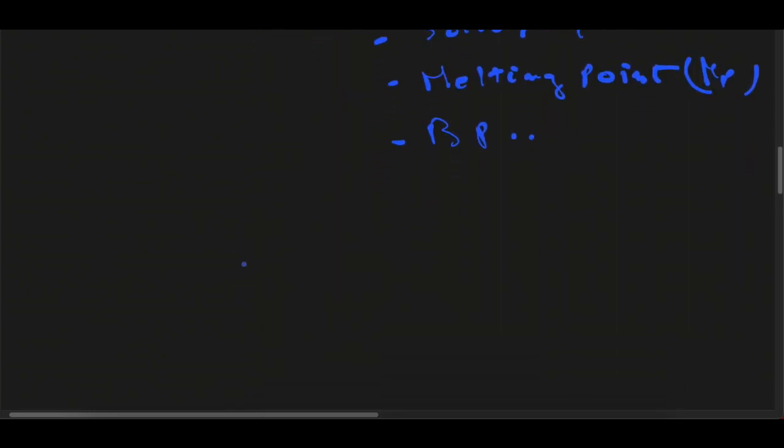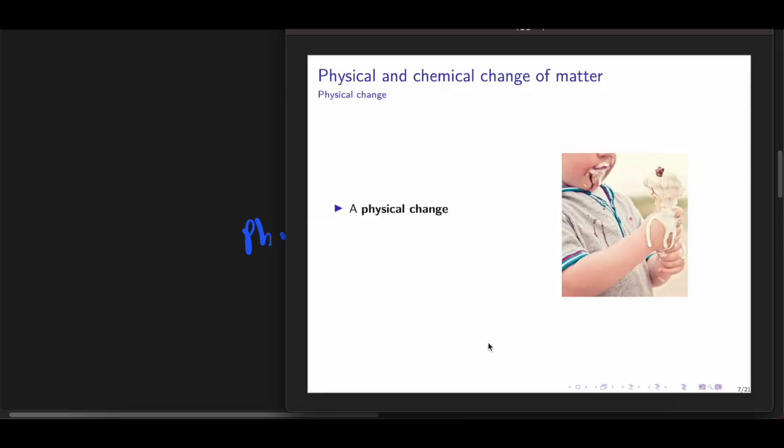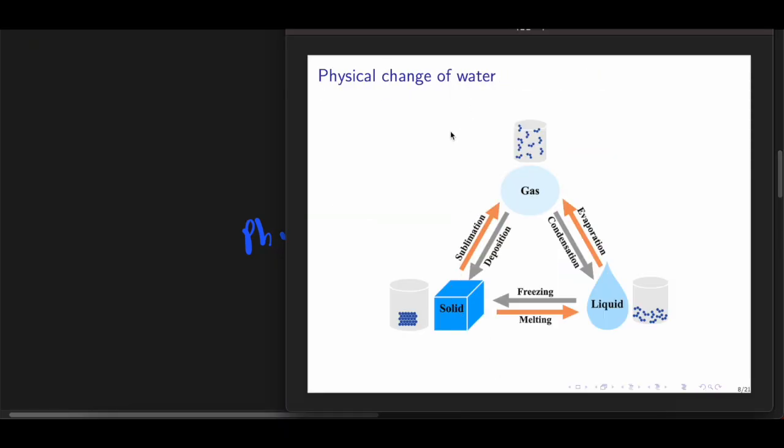We can say that in a physical change, we have a change in appearance of the matter, of the material. We have a change in the form of the material. As an example, here we have the physical change of water.